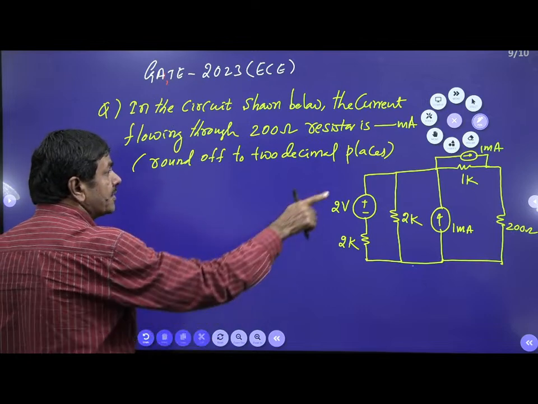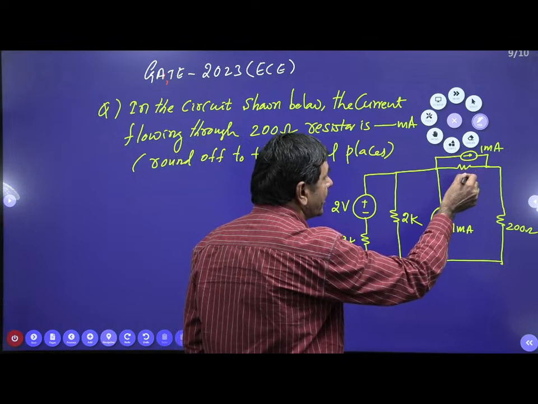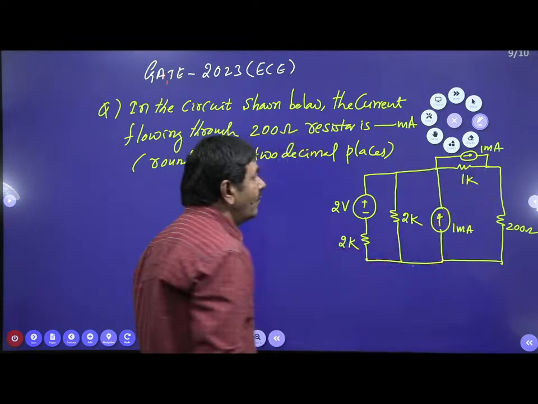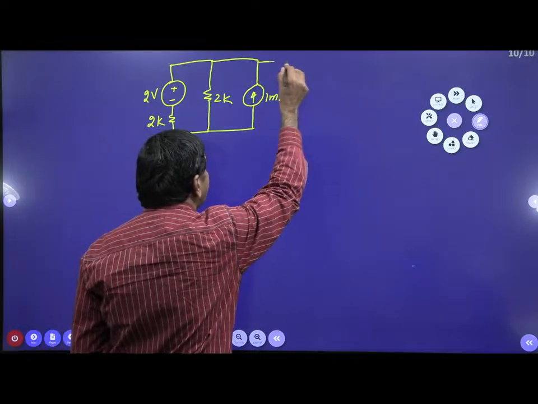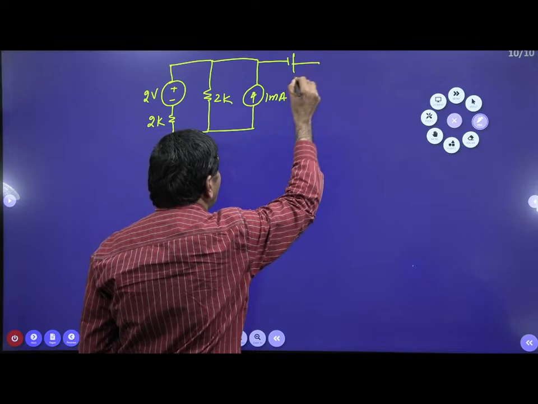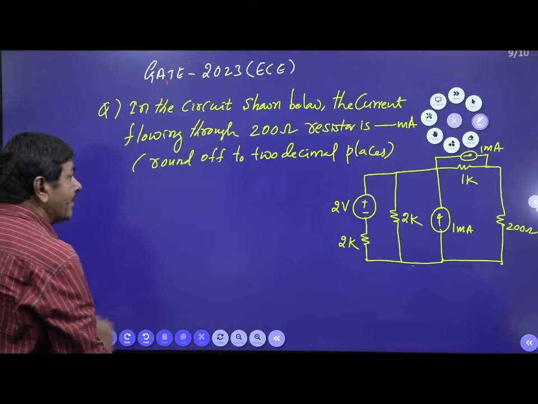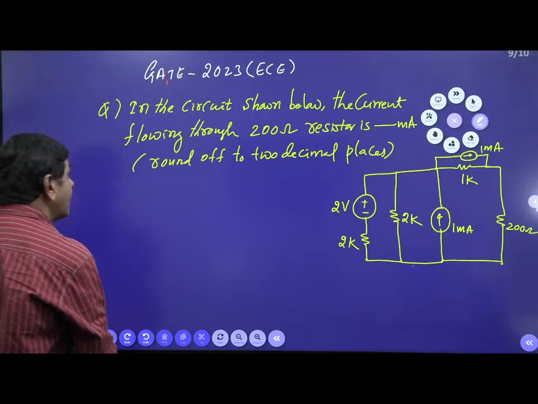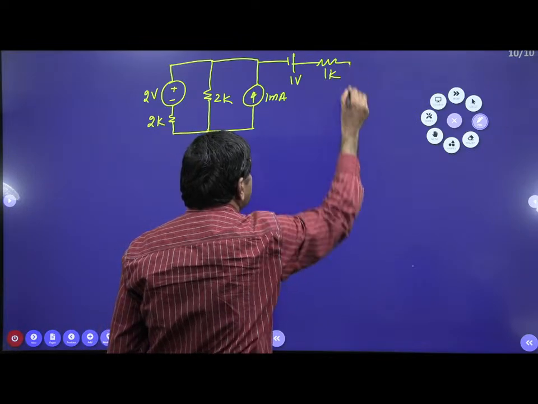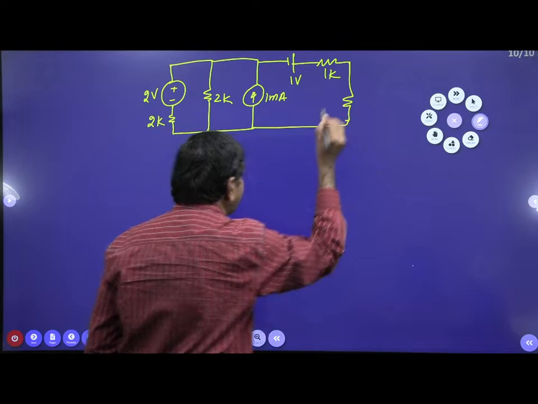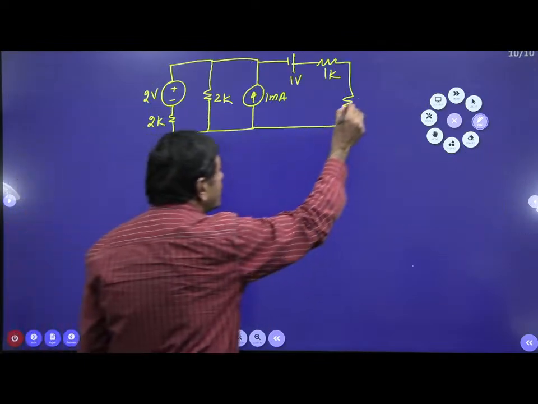Next, there is 1K and 1 milliampere in parallel here. What can I write now? If you want to convert to a voltage source, 1 into 1, I can get a 1 volt battery here. And with what resistance? The 1K resistor is there now, and that 1K I can connect in series. And also on this side there is a resistor given in the problem, 200 ohms.